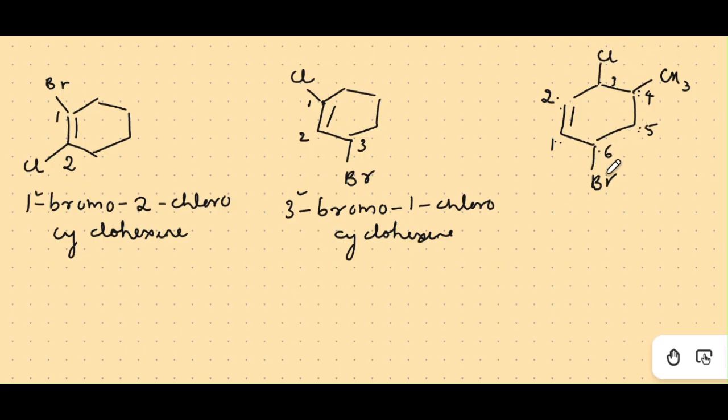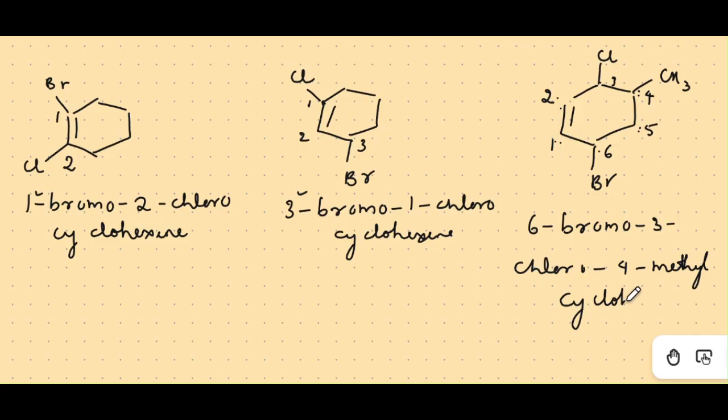Now what will be the name of the molecule? As usual, start with the bromine, therefore 6-bromo. Now, which will get priority according to alphabetical order? It will be 3-chloro, and this is a methyl, therefore 4-methyl and cyclohexene. This is how you have to name dihalocyclohexene molecules. If you have cyclopentene or cyclobutene, still the rules whatever we have discussed here hold good for those molecules as well.